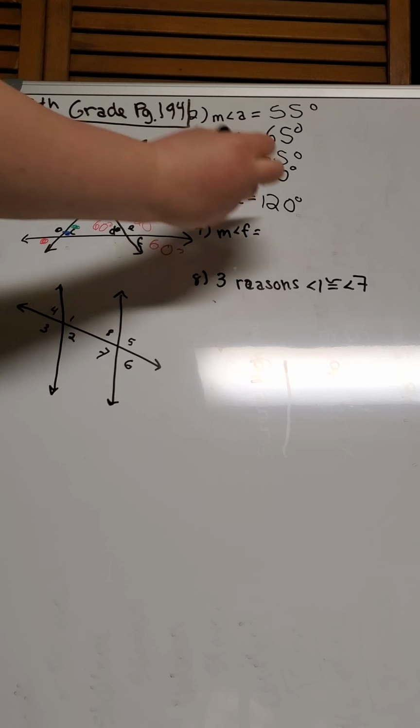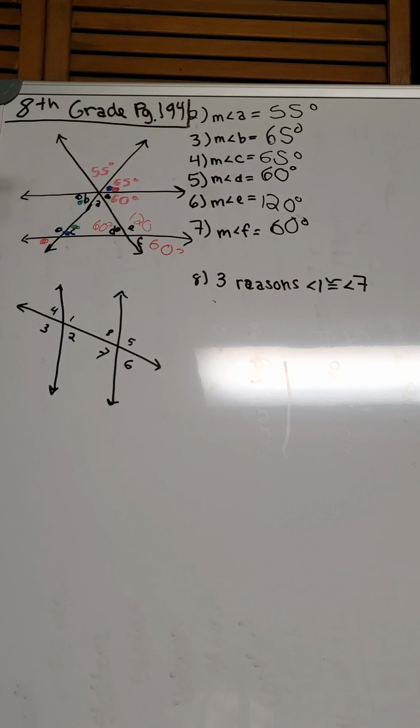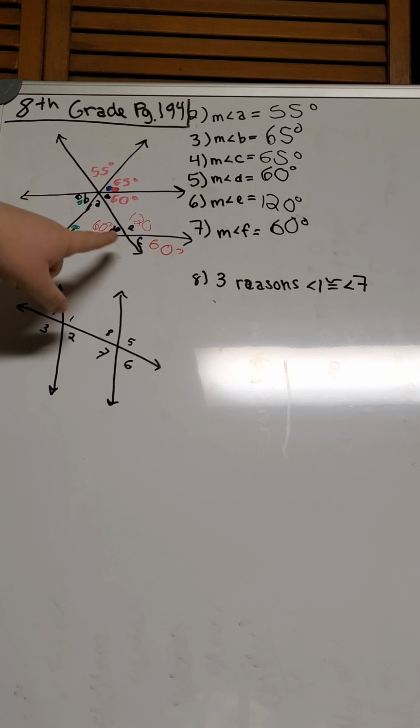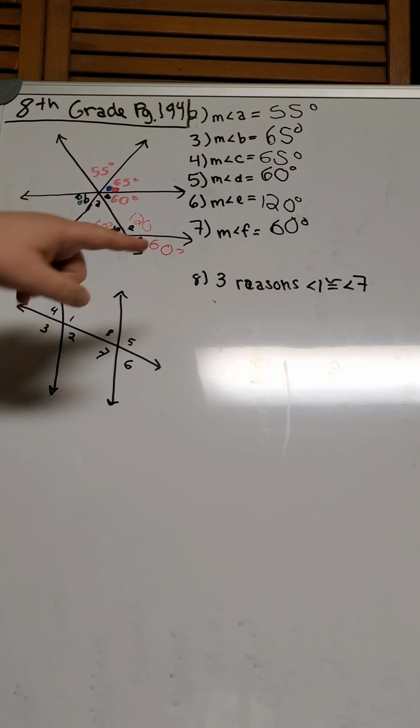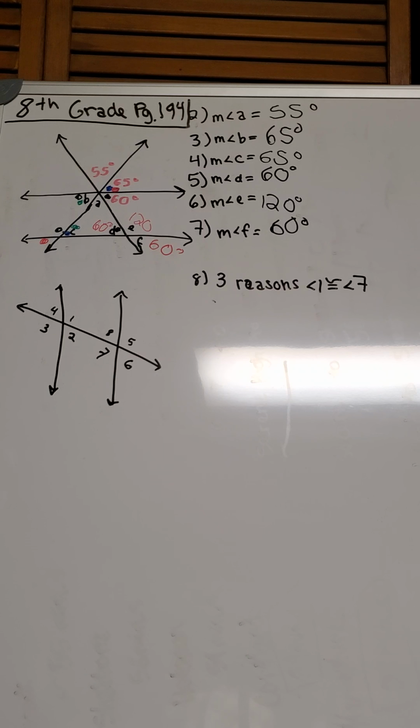Now, there's a couple of other ways you could have come up with this. One thing is you knew E is 120. Okay, these make a linear pair. 180 minus 120 is 60. So you could have gotten it that way. Or D and F are vertical angles, so they are congruent to each other. So hopefully that helps you guys with 2 through 7.